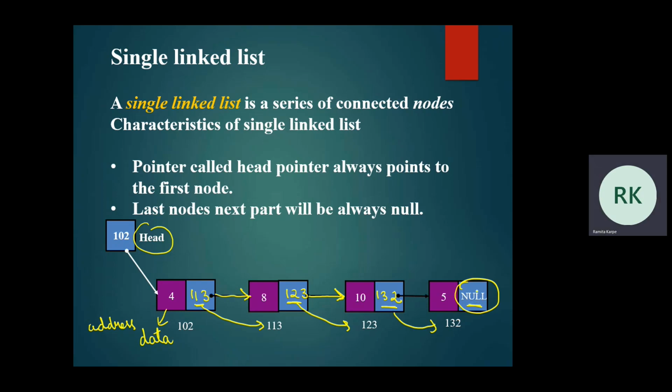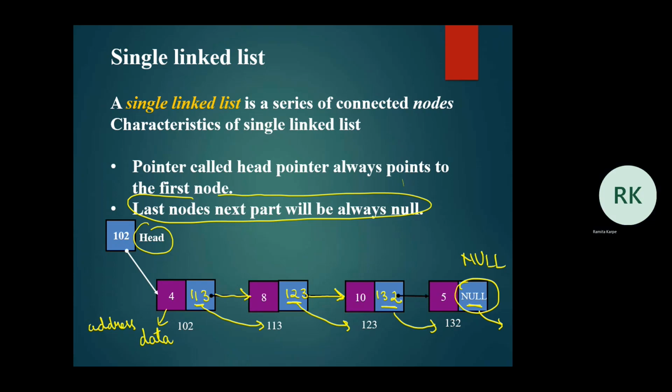Now go to 132. Now I'll have to write the address of the next node. But are there any more nodes after 132? No. So that is the reason why the last node's next part will always be null. So that is what this point says. Last node's next part will always be null. So these two characteristics are very important, and you need to remember these two points. And the head pointer points to the first node in a singly linked list.